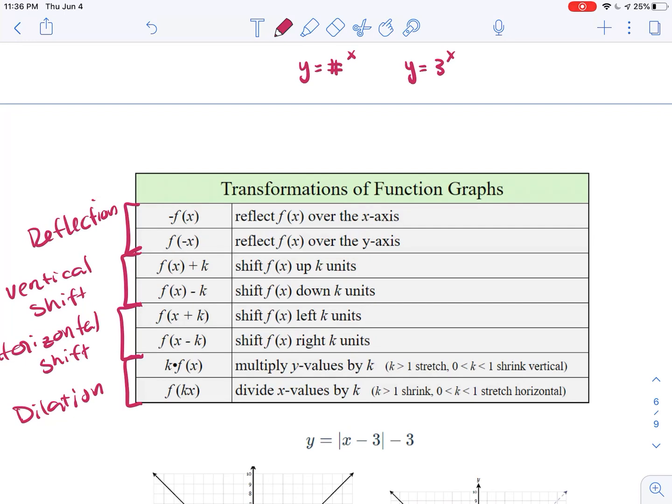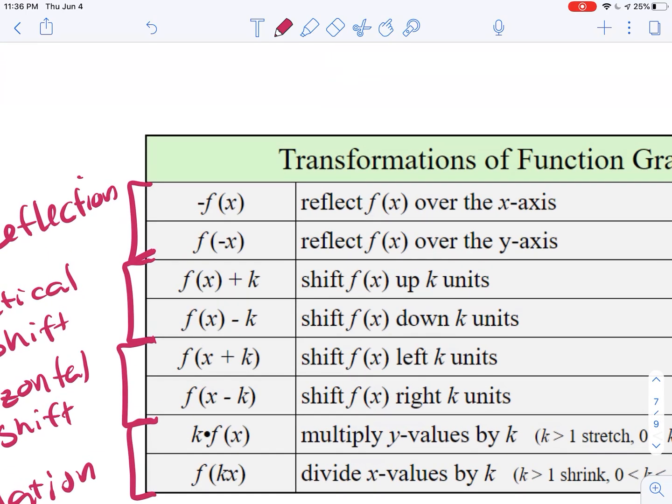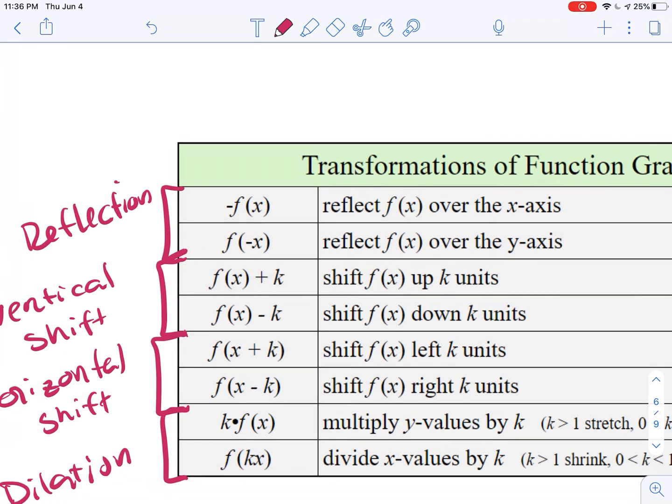Okay, when we are adding or subtracting, right, for vertical shifts, plus means up, minus means down, straightforward. But when it's horizontal, right, on the inside, it's kind of going to be the opposite of what you think. If I see a plus, I'm going to go in the opposite direction of the positive numbers. If I see a negative, I'm going to go in the opposite of the negative numbers. So that's something you want to keep in mind.